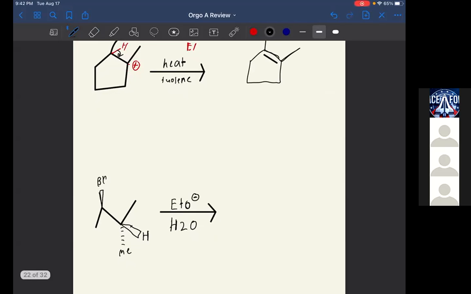Now an EtO negative charge, and then H2O. So we know it's either going to be E2 or an SN2 because it's EtO negative charge, and it's going to be on a secondary carbocation. Once the bromine leaves, we know it's E2 or SN2, like I just said. So now we have to look at whether it is an E2 or an SN2. EtO negative, secondary carbocation, H2O, a protic solvent. Protic solvent is going to favor that E2.